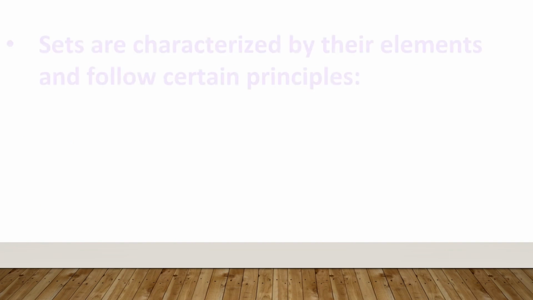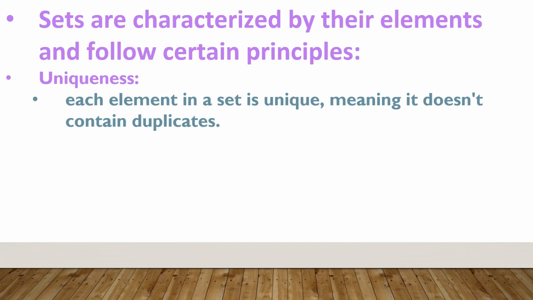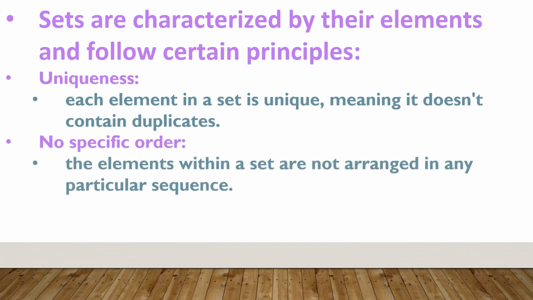Now we are moving to the topic of properties of the set, which follows certain principles. Here are some principles we are going to discuss. First one is uniqueness. Each element in a set is unique, meaning it doesn't contain duplicates, which means the element of a set cannot be repeated in a single set. Next one is no specific order. The elements within a set are not arranged in any particular sequence.